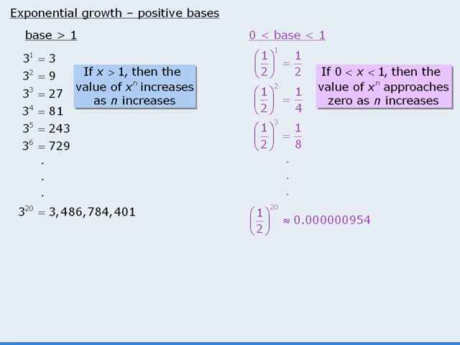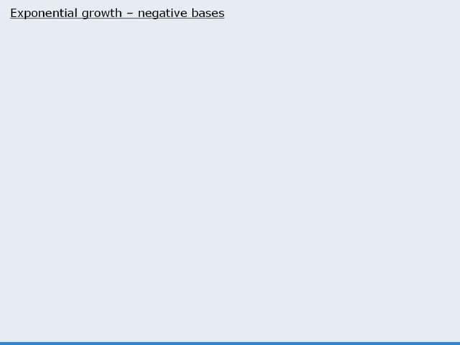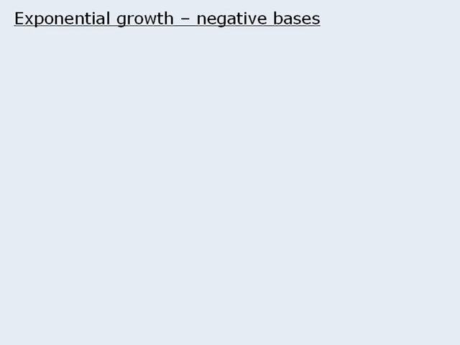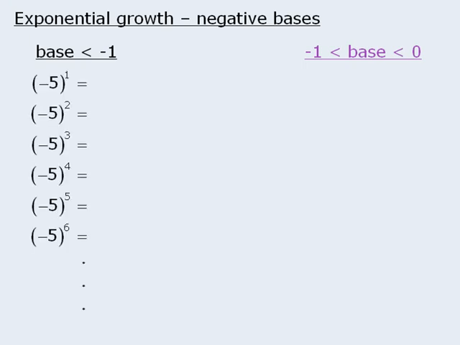So, as you can see here, the exponents have a much different effect on positive numbers depending on whether the base is greater than 1 or between 0 and 1. Alright, now let's examine what happens when the base is negative. Once again, we will consider two cases. We will examine cases where the base is less than -1 and cases where the base is between -1 and 0. Let's begin with bases less than -1 by examining the following powers of -5.